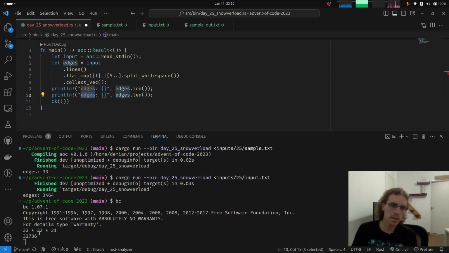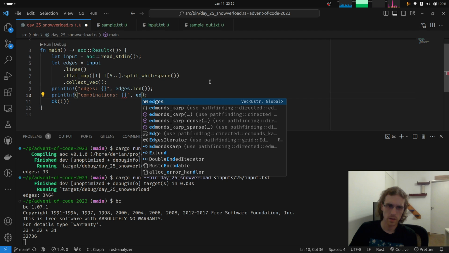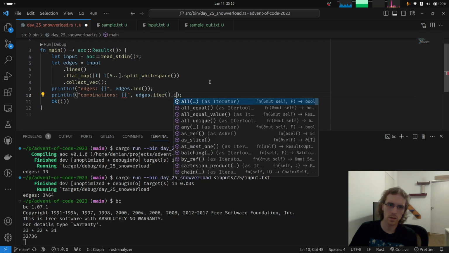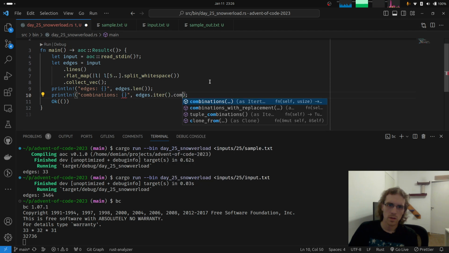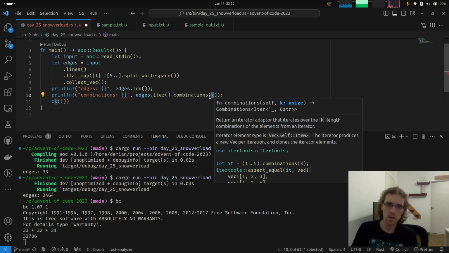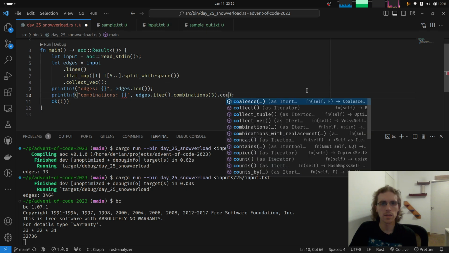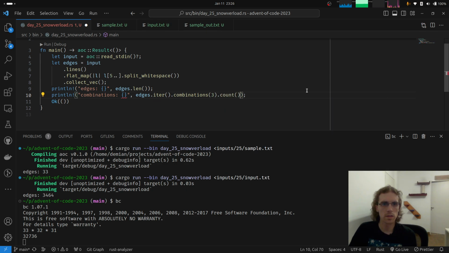Let's see, this is the number that we calculated. If we say combinations are edges, use iterator, there's combinations and tuple combinations. Combinations, yeah, receives a k. So let's just pass our k, and let's just count these things.